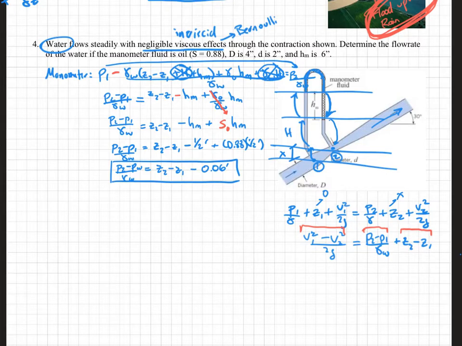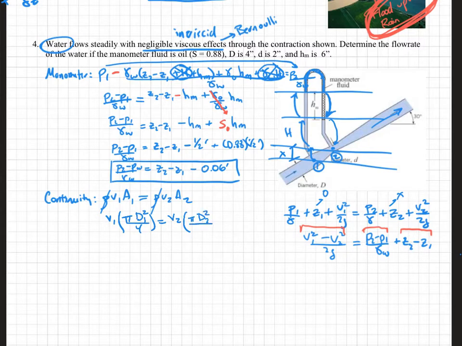Okay, so next we need continuity. We're going to use in equals out because there's no accumulation between 1 and 2. So rho V1 A1 equals rho V2 A2, and these rhos go away. So V1 times pi times the diameter D1 squared on 4 equals V2 pi D2 squared on 4. So the pi and the 4 go away.